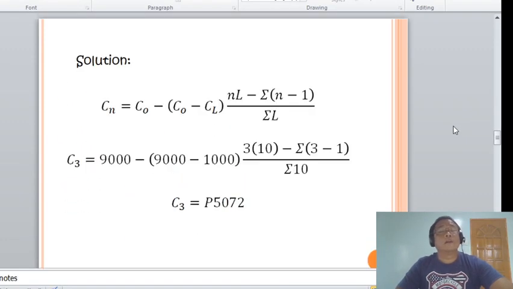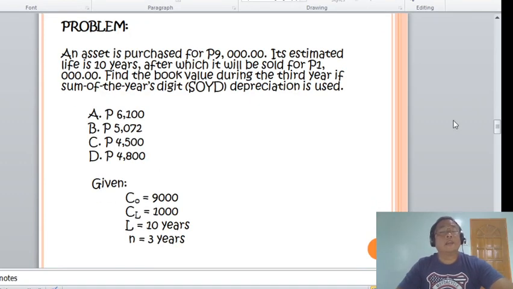Okay. So let us now consider an example class, using my own derived formula. An asset is purchased for 9,000. Its estimated life is 10 years, after which it will be sold for 1,000. Find the book value during the third year if sum of the years digit, SYD, depreciation is used. Again, this is a multiple choice problem.